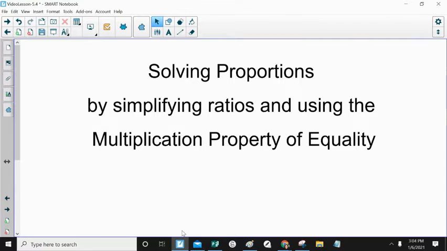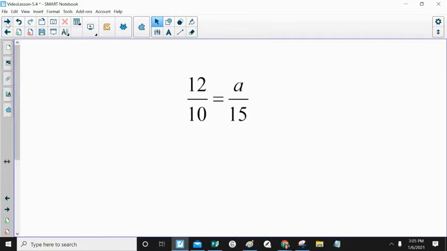Today we're going to work on solving proportions, but we're going to solve them by first simplifying one of the ratios and then using the multiplication property of equality to figure out the missing piece. Let's look at some examples.